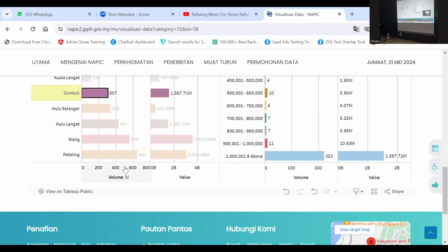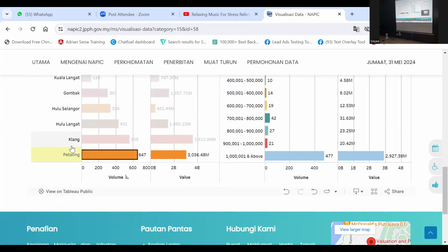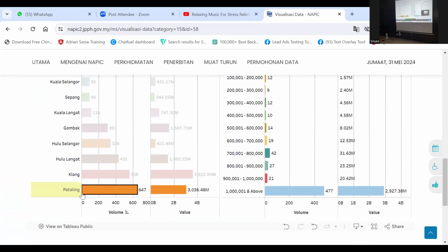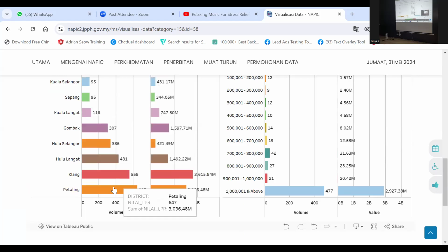Okay, guys, I continue with this one. Let me show you guys. So basically, when you see here, there's this for Selangor area total transaction. You'll be able to see Petaling, Klang, Hulu Langat, Selangor, Gombak. If you want to see more details, you click on this Petaling.